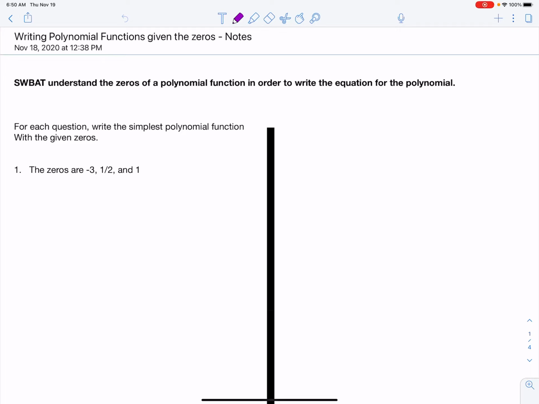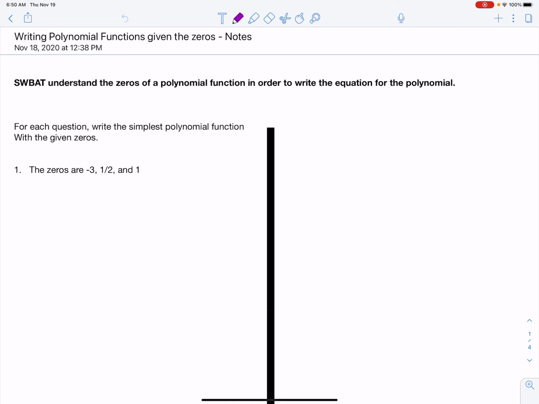So today we're going to write polynomial functions given the zeros. So you're going to understand the zeros of polynomials in order to write the equation for the polynomial. Basically, we are taking what we did with finding the zeros yesterday and working backwards. Okay? For each question, write the simplest polynomial with the given zeros.